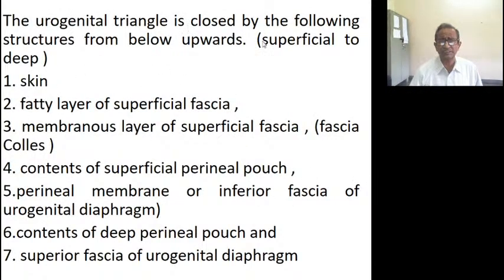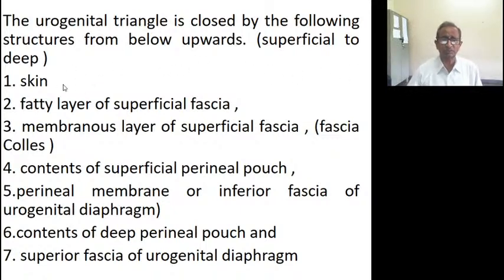Now the urogenital triangle is closed by the following structures from below upwards, superficial to deep. See, when you are seeing this urogenital triangle, the arch of the pubic symphysis is facing downwards. So when we are telling the structures that are covering this arch, we have to say from below upwards. It is not vertical, it is almost horizontal in situation. So we say they are coming from below upwards and superficial to deep.